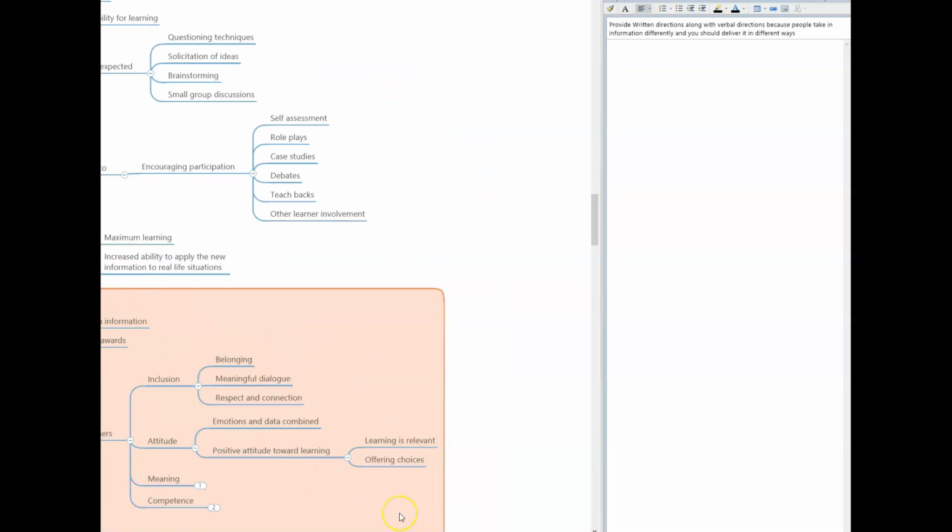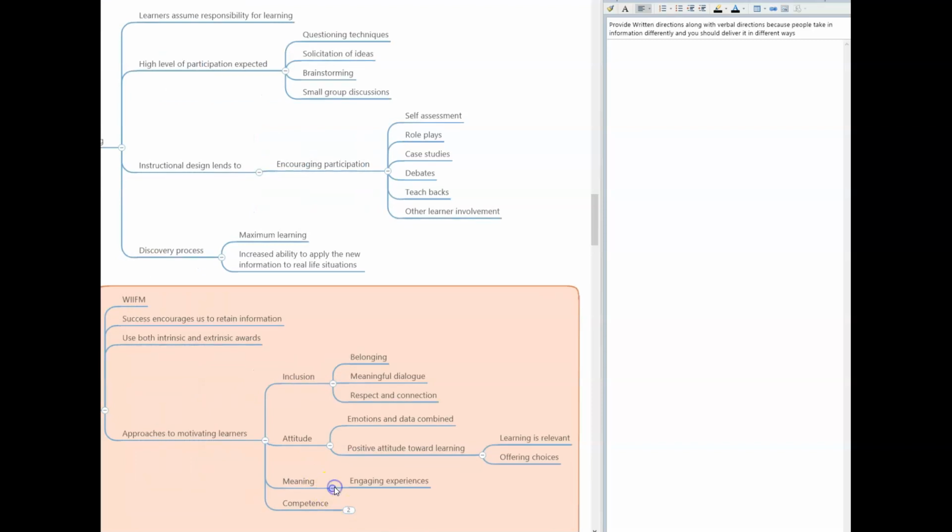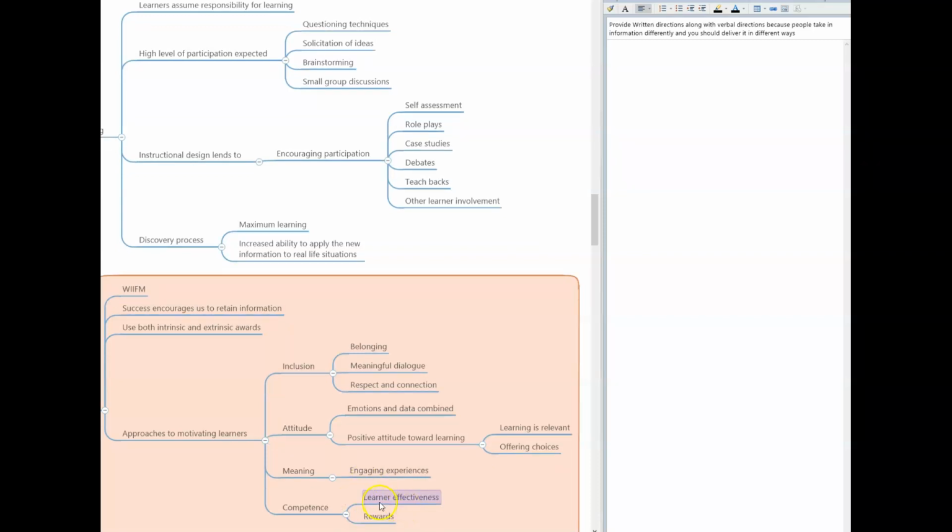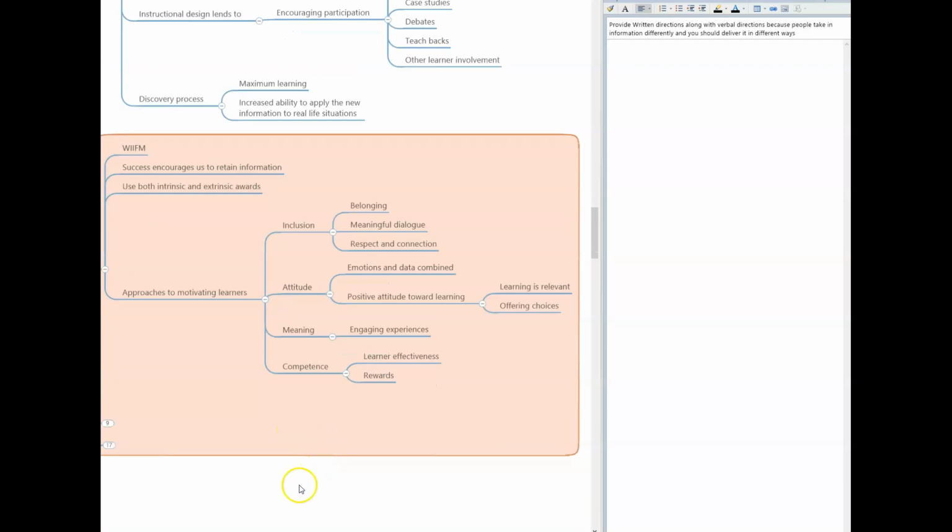We want to make sure that the learner knows that the learning is relevant and that we're offering choices. The next is meaning, and that's engaging experiences to create meaning for the learner. And finally, competence, learner effectiveness and reward. So allowing them to be effective in what they're learning and then offering those awards. So the approaches for motivating learners again are inclusion, attitude, meaning, and competence.